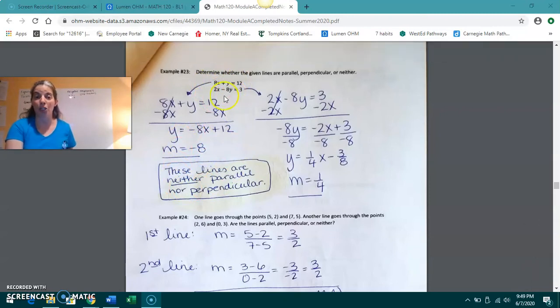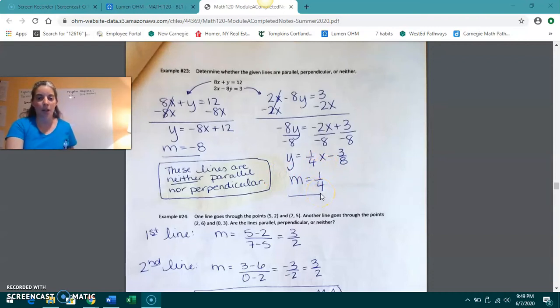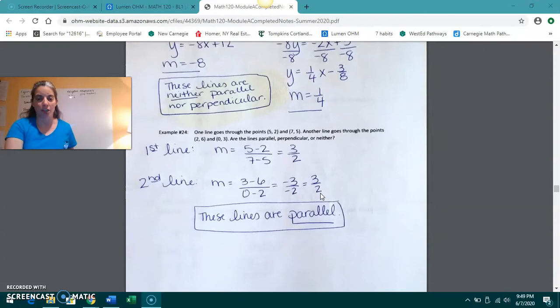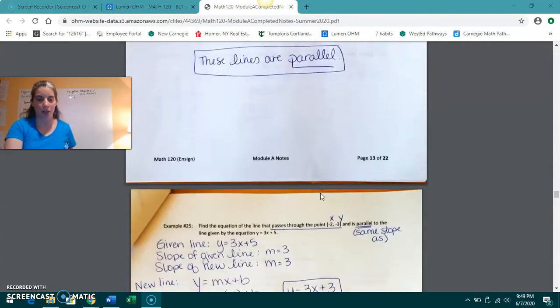So what you need to do is put them into slope-intercept form and find the slope. In this case, they're not the same, and they're not negative reciprocals. They have opposite signs, but to be negative reciprocals, this would be 1 over 8, not 1 over 4. Okay, so again, same idea here. You're finding the slope. I'll let you try that.